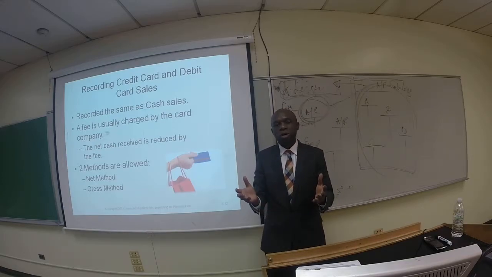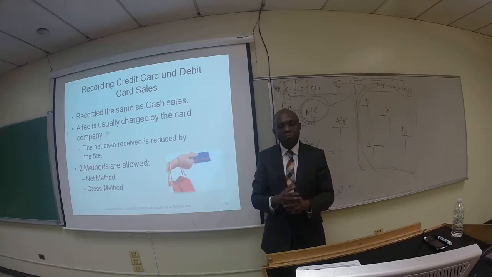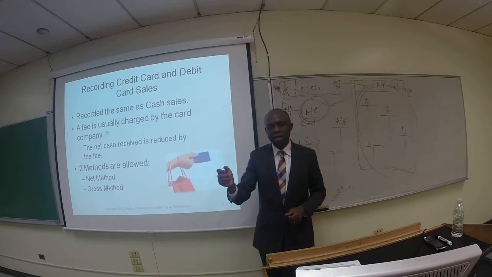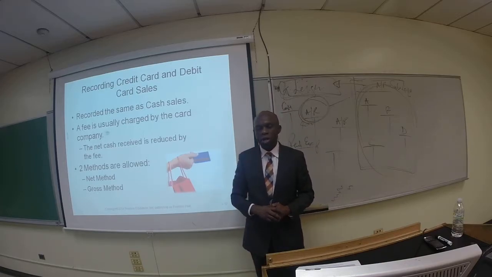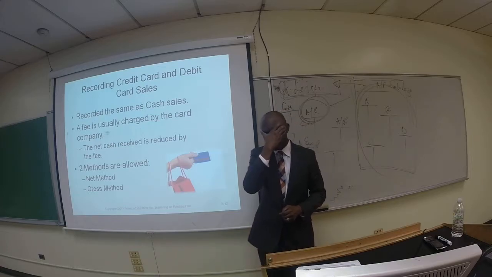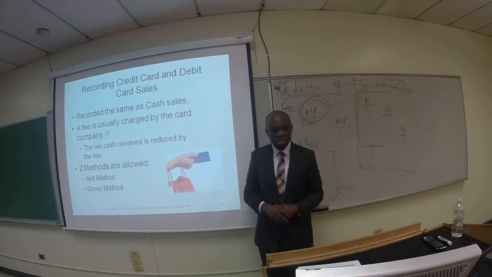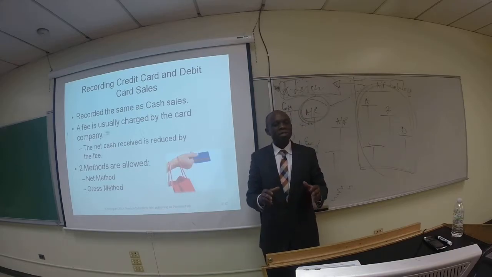As most of you know, credit card and debit card are two different things, but they are very related. Credit card is a situation whereby you have a Visa or MasterCard from the credit card company, whereas debit card is directly linked to your checking account. So if you buy something with your debit card, the amount goes out of your checking account directly, whereas credit card, you have to pay the Visa or MasterCard company. Nevertheless, how we record those transactions is pretty much the same.